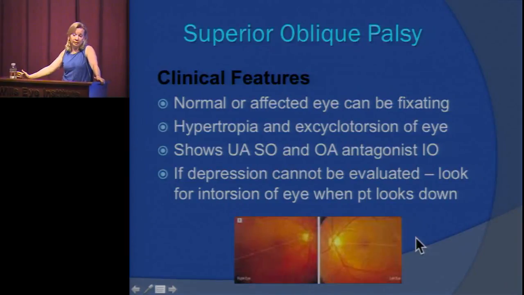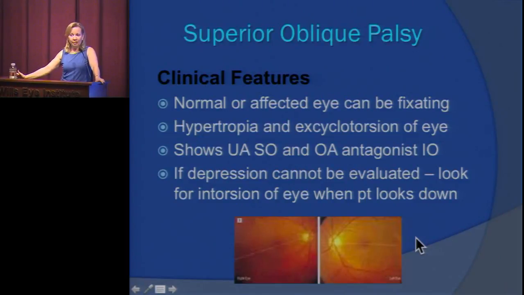Okay, so you may see the palsied eye fixating. I frequently do, actually. They have hypertropias and excyclotorsion of the eye. Remember, the action of the superior oblique is a depressor and an incyclotorter, so it's just opposite of that. It'll show underaction of the superior oblique and overaction of the inferior oblique, the antagonistic inferior oblique.